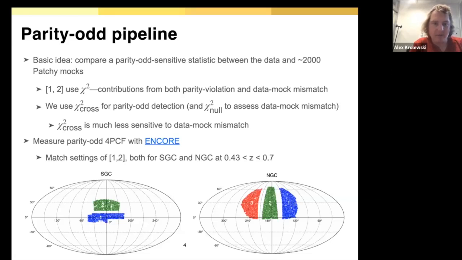To measure the parity-odd 4-point correlation function, we use the publicly available Encore software, and we match the settings of these previous papers using both the SGC and NGC in the redshift range 0.43 to 0.7.